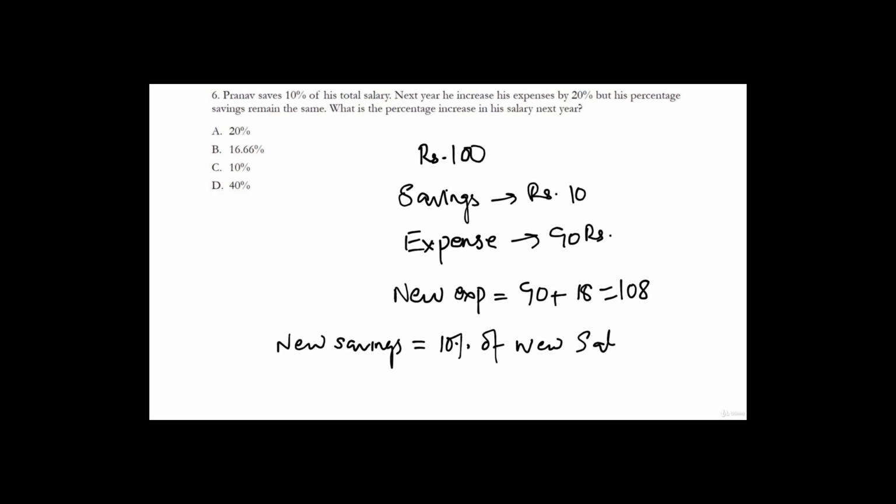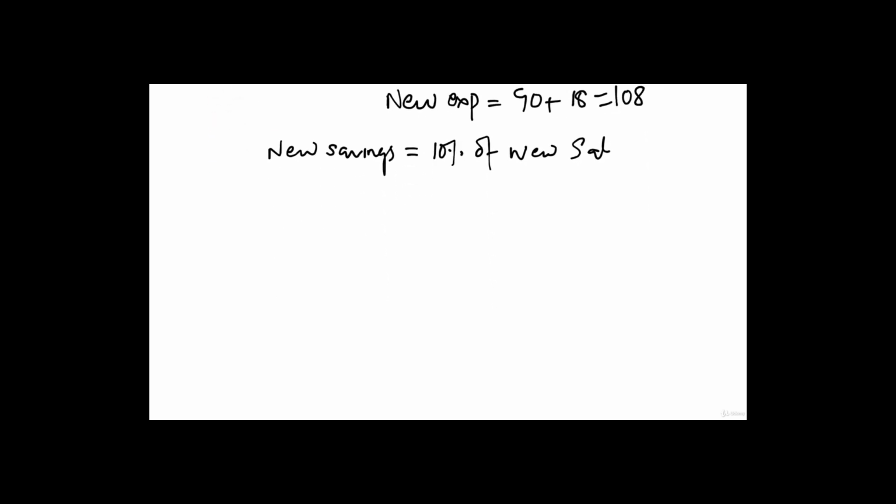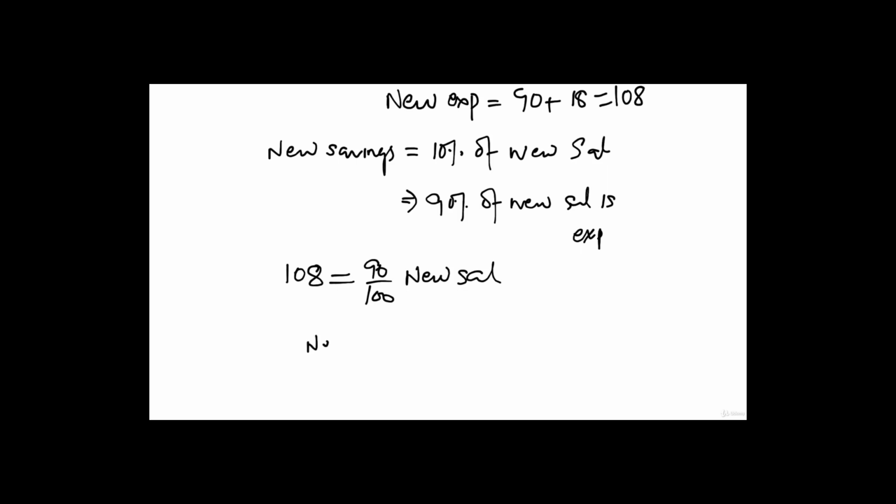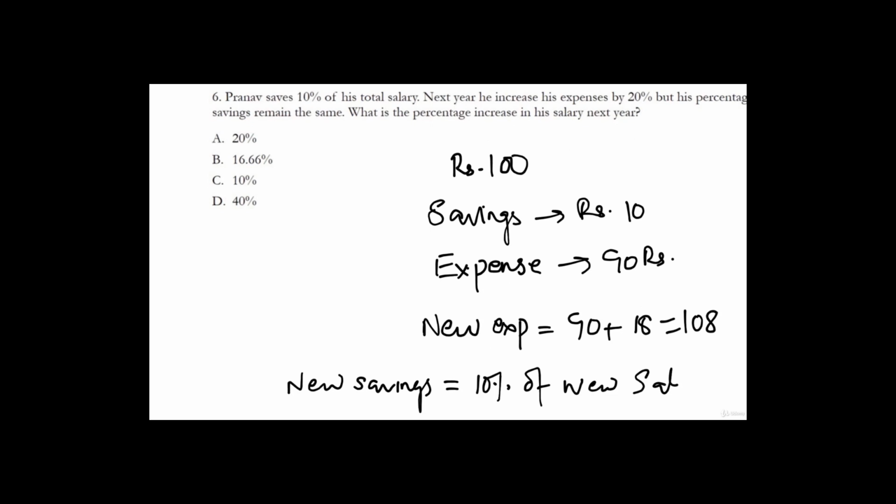Now, we know that the remaining 90% of the new salary is expense. So 108 is the new expense, which is 90% of his new salary. So when we solve this, we get new salary is equal to 120. Initially he had 100 rupees, now he has a 120 rupees salary, which means he has increased the salary by 20%. So his salary increased by 20%. So we have to mark option A.